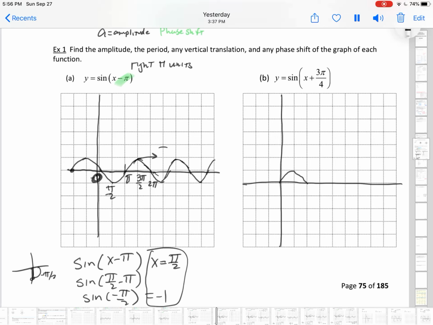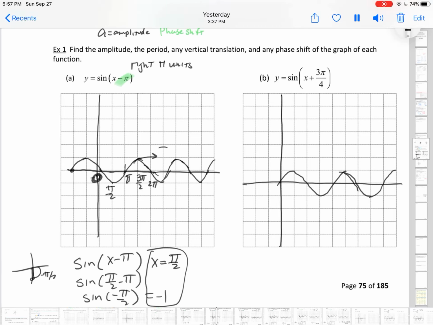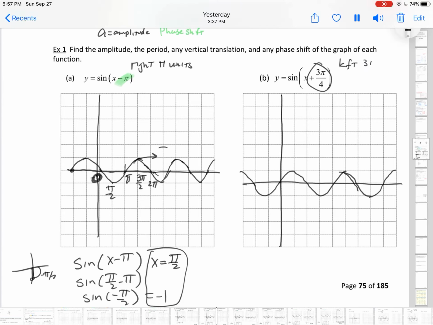Up, down, up, down, whoops, down, up. And again, it doesn't have to be perfect going through. And then down, back up, and up. So this was my 0, but I'm moving everything, what's that tell me? Left 3 pi over 4. So this whole thing's going to roll forward 3 pi over 4.